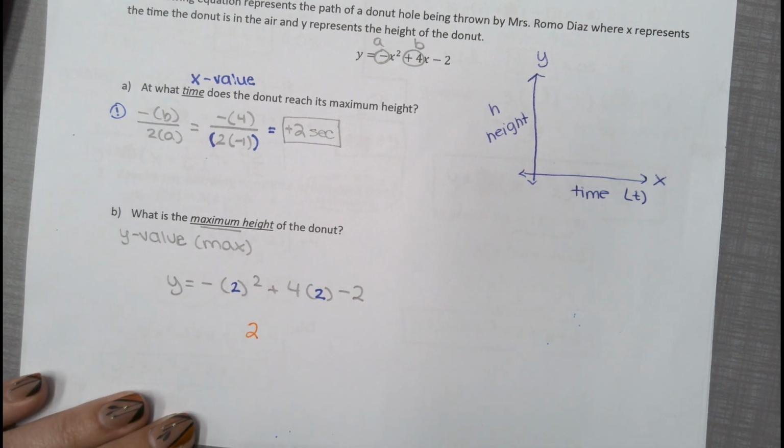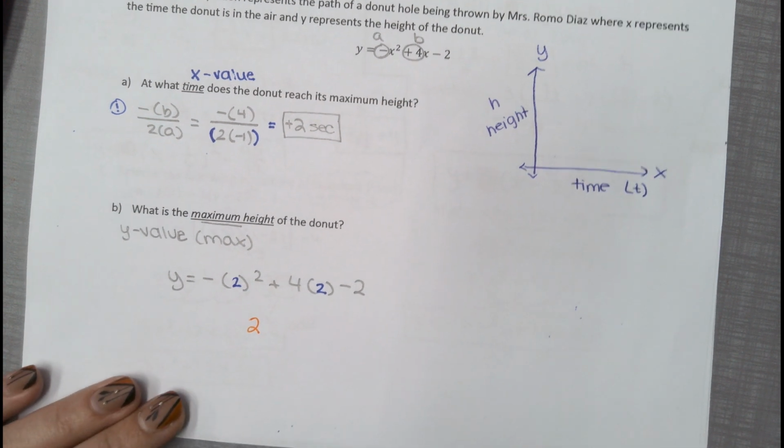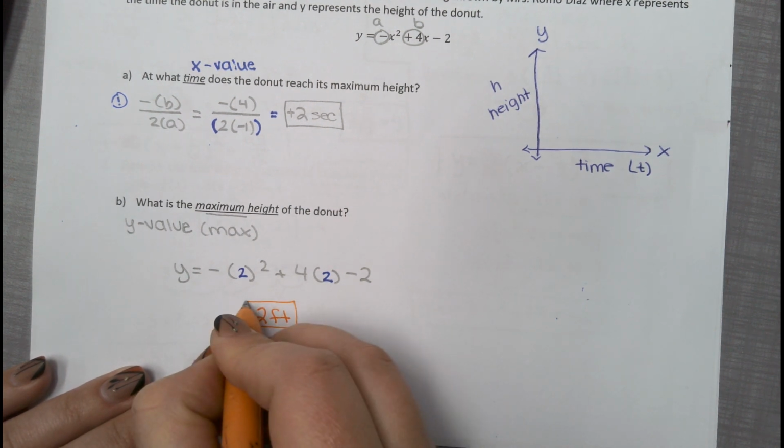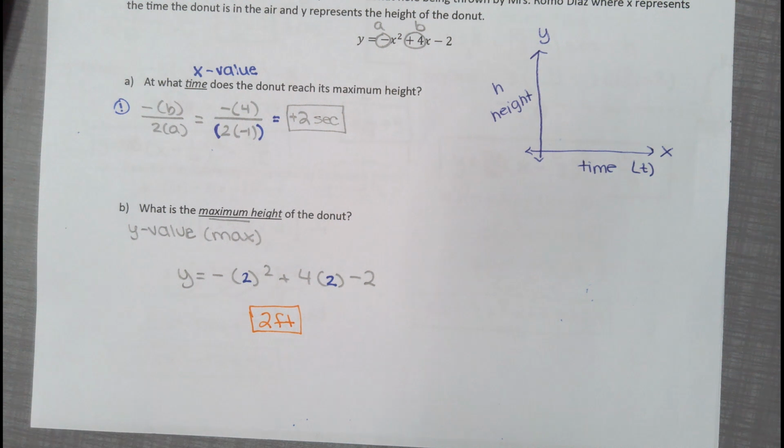Now again, they are not telling us the height. Is it in feet? Is it in inches? Again, since we're chucking a donut across the air, I'm going to assume it's feet just for the sake of this equation and this problem. But again, on the test, I will give you actual units.